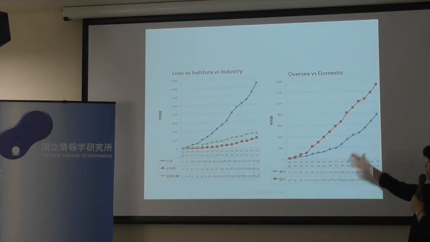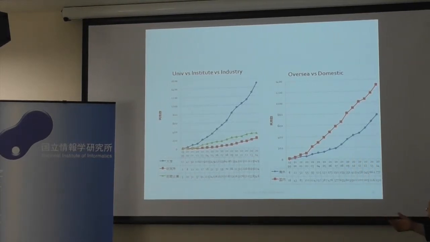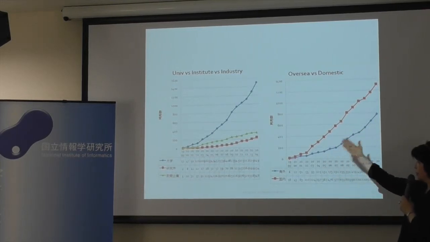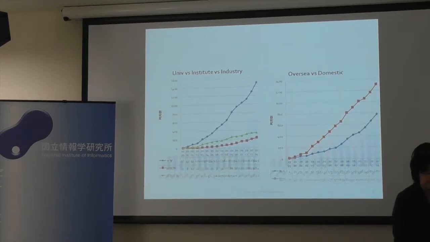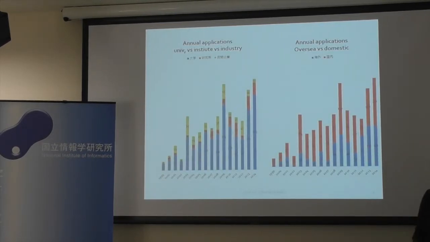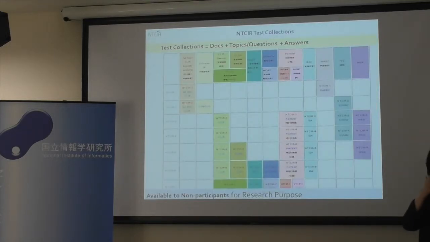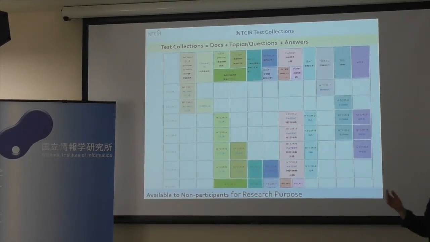It's a distribution of the data set usage by university or research institute and industry, and also overseas and domestic users, and its annual number of applications for data sets. So this kickoff is about the task. It's the shared task using that same data set. But after the conference, we also release the data set, usable for research purposes.